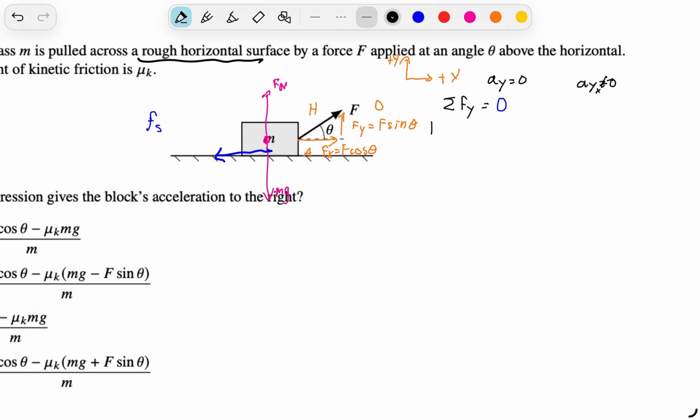So upward we have the normal force. We also have upward F sine of theta, and downward mg, and that's equal to 0. So solving for Fn, we get Fn equal to mg minus F sine of theta.